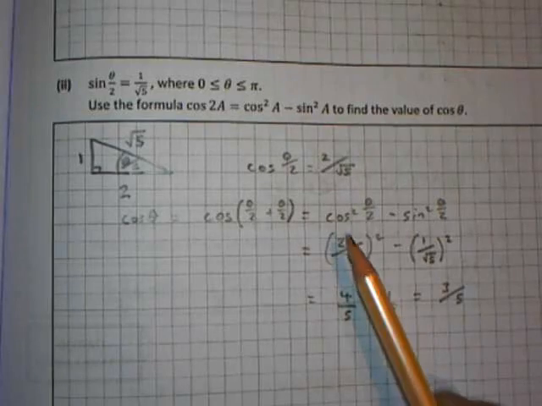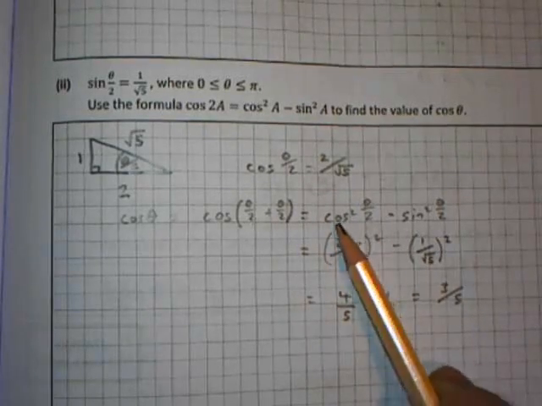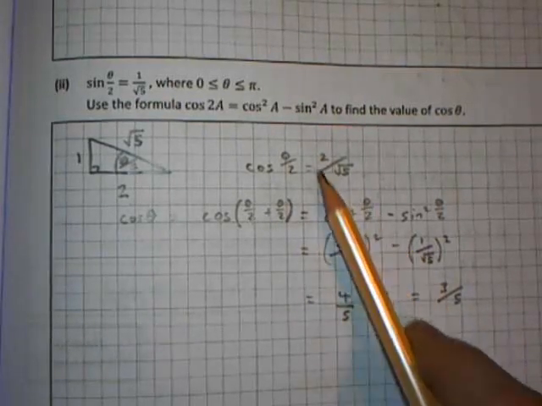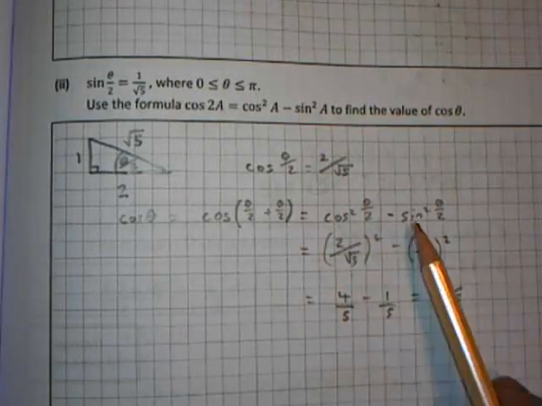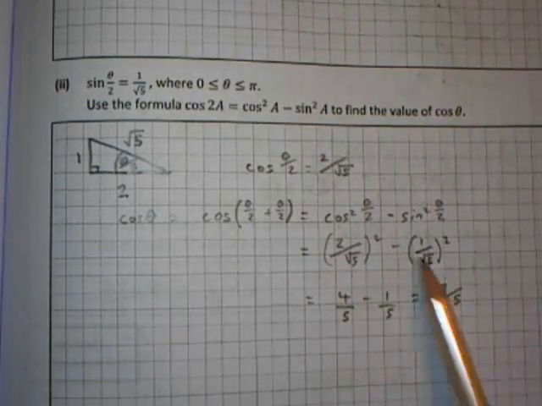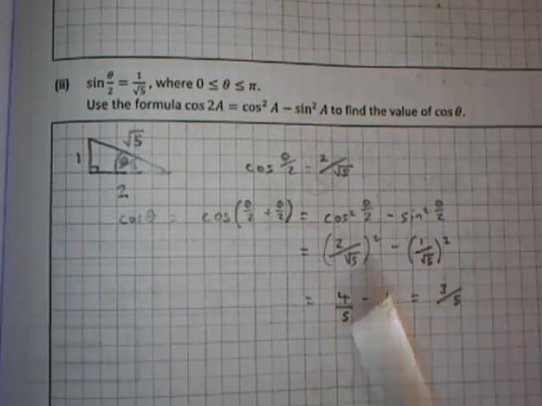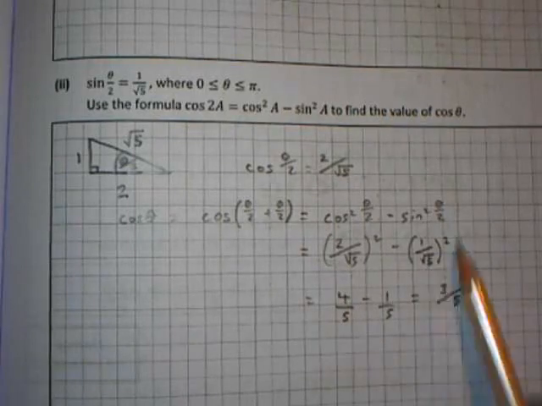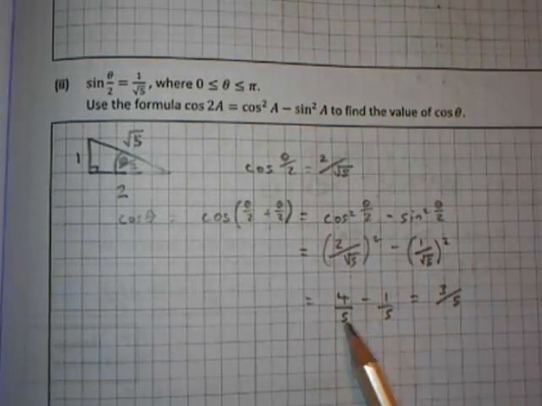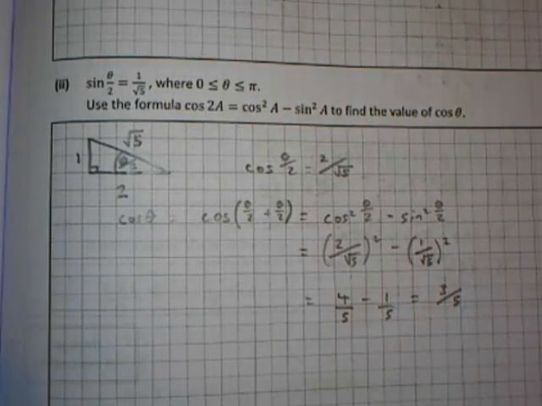Fine. So now, we know what cos theta over 2 is, because we just worked it out. It's 2 over root 5. So you put that in. They've given us the sine one, is 1 over root 5. The squares are still there. We have to square this bracket, which gives you 4/5. We have to square this bracket, which gives you 1/5, and then you subtract them, which gives you 3/5.